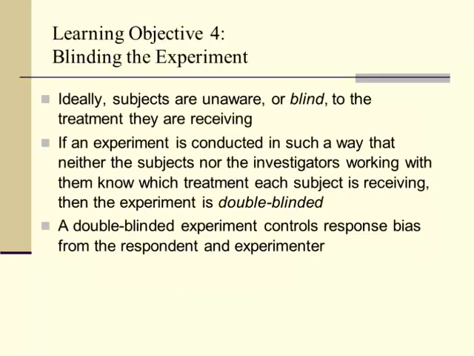Blinding the experiment is another way to take out the sample bias. If the subjects do not know what group they're in, then they can also be double-blinded, where the investigator will not know either. This again takes out some of the Hawthorne effect and some of the other types of statistical bias that can enter into the experiment.